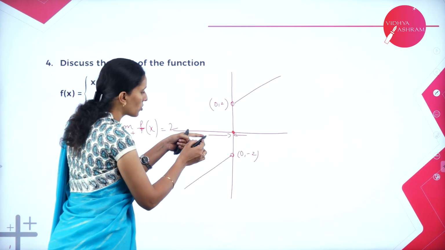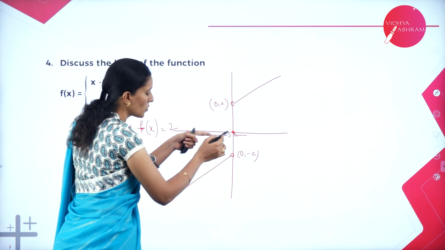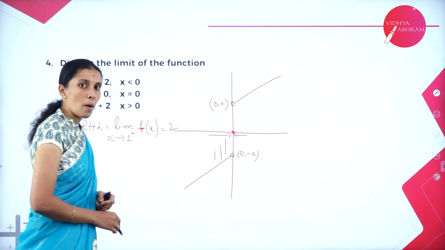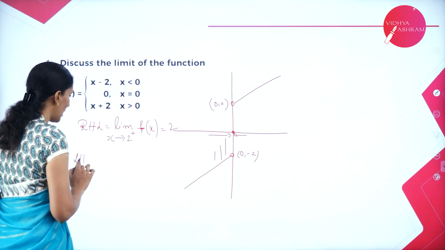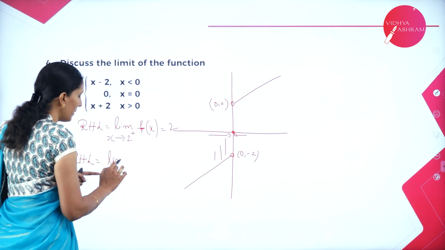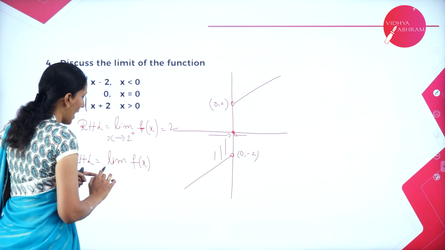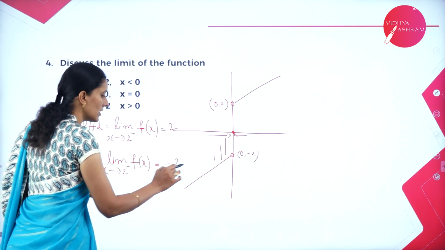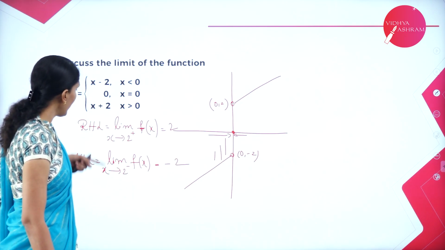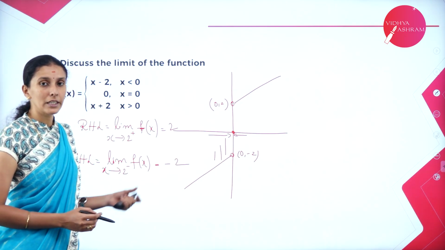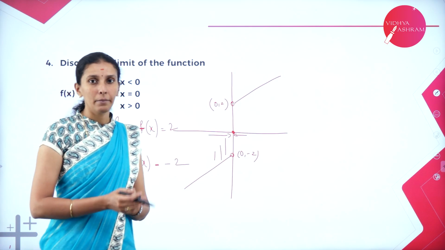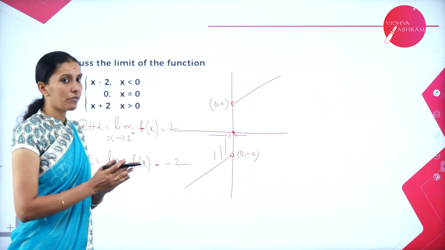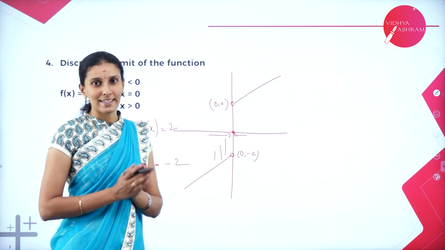Similarly, when you approach the value x close to 0 from the left side, all the values here are close to minus 2. That is my left hand limit of the function as x approaches 0 from the left side, the value of the function is minus 2. So, clearly we can say here the right hand limit is not equal to the left hand limit. So, therefore, what we can conclude? We can say the limit of this function does not exist.